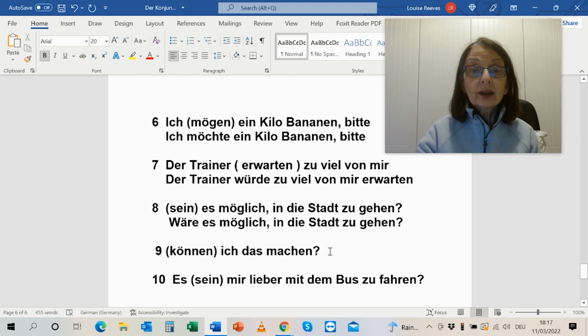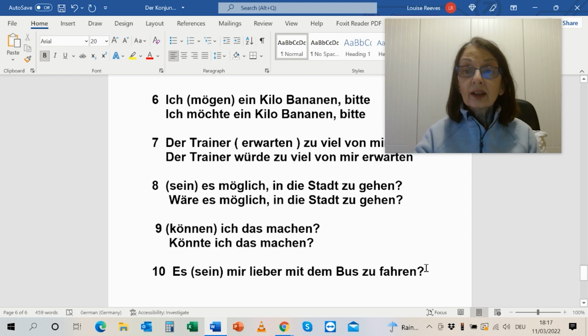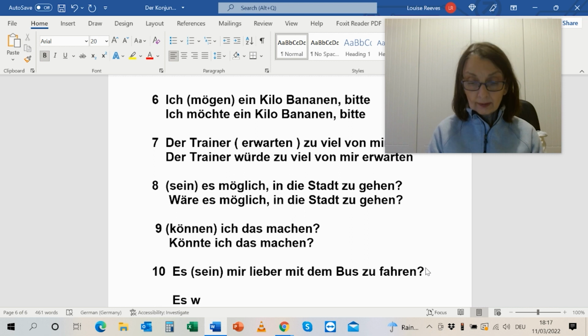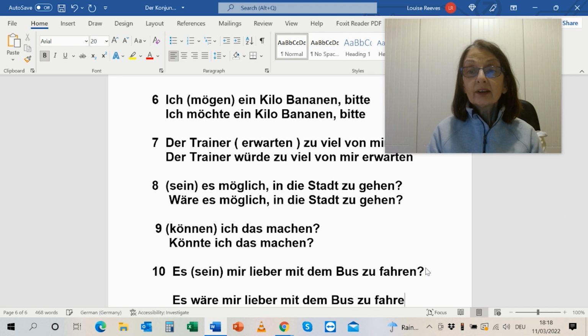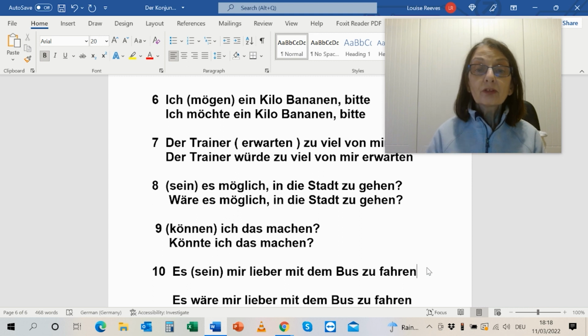Okay, Nummer 9, könnte ich das machen? Could I do that? Könnte ich das machen? Und Nummer 10, es wäre mir lieber, mit dem Bus zu fahren. I would prefer, dann braucht ihr kein Fragezeichen. Es wäre mir lieber, mit dem Bus zu fahren. I would prefer to go by bus.